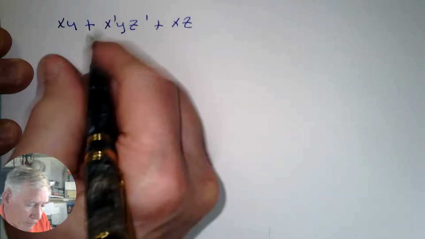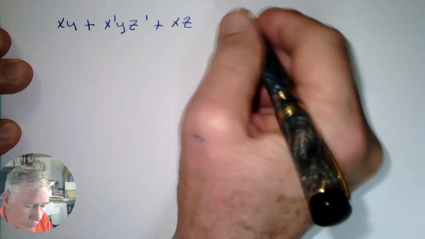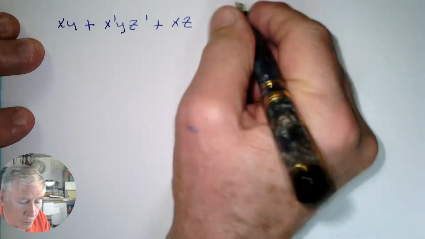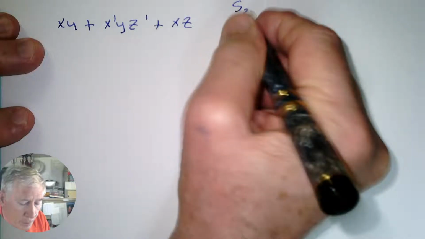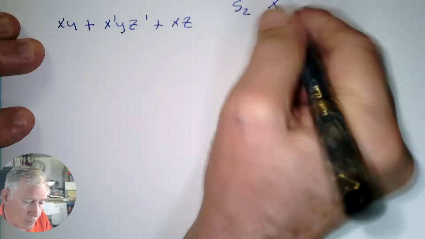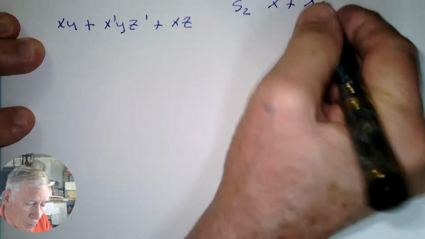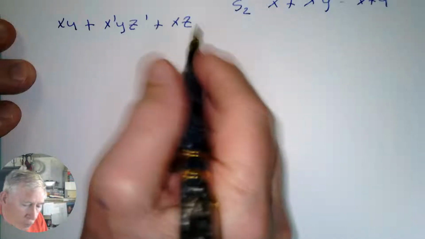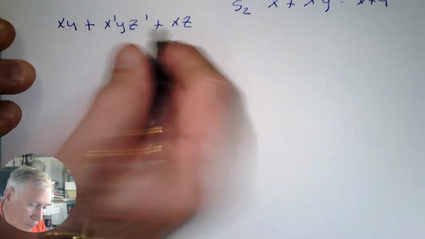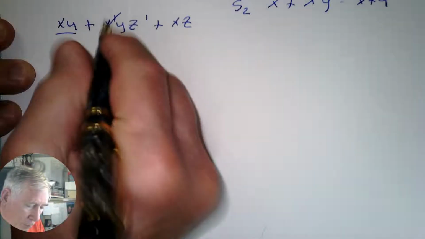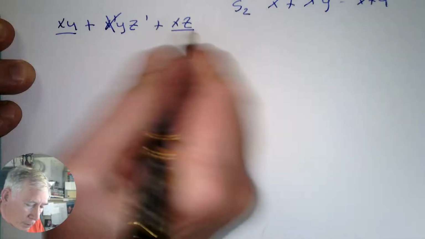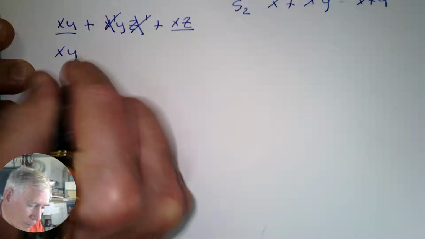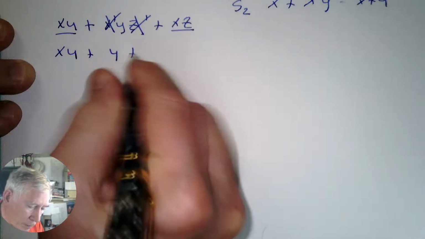Now notice we have 2 theorems we're going to use. The first theorem we're going to apply 2 times, and it's our simplification theorem 2, S2. And that says x plus x prime y equals x plus y. Well, so that's what we do. Using this, I can eliminate that x prime, and using this, I can eliminate that z prime. So now we're just left with xy plus y plus xz.